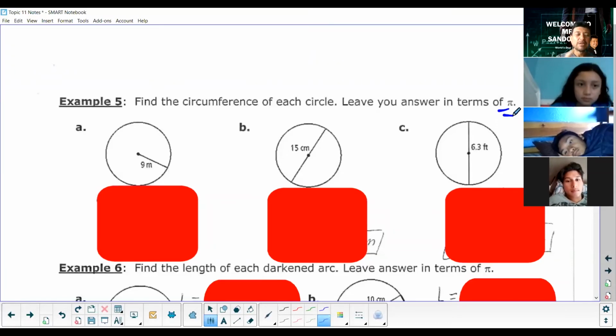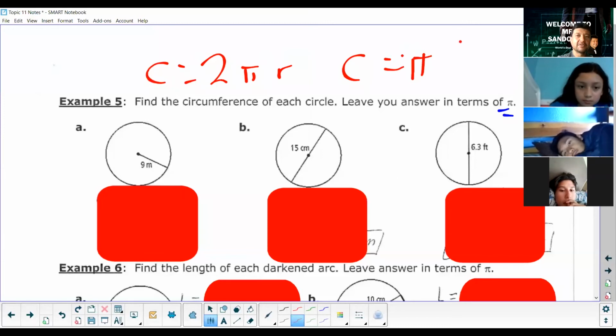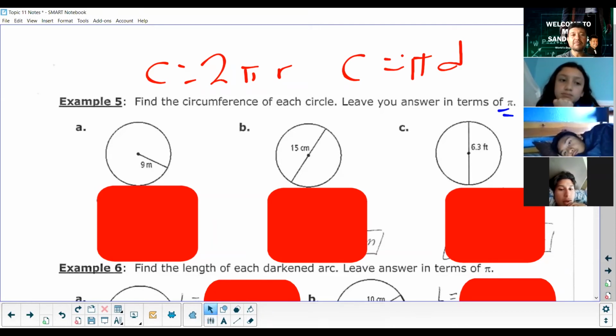So here you go. What are the 2 equations I should keep in mind when I do this? 2 pi r, yeah, 2 pi r. And what's the other one? Pi d. Yeah, pi times d, the original one. This is the original one. This is the one sometimes you're given. So we're going to apply each one. You see the first one right here? So let's say, which one am I going to apply? The first one or the second one?